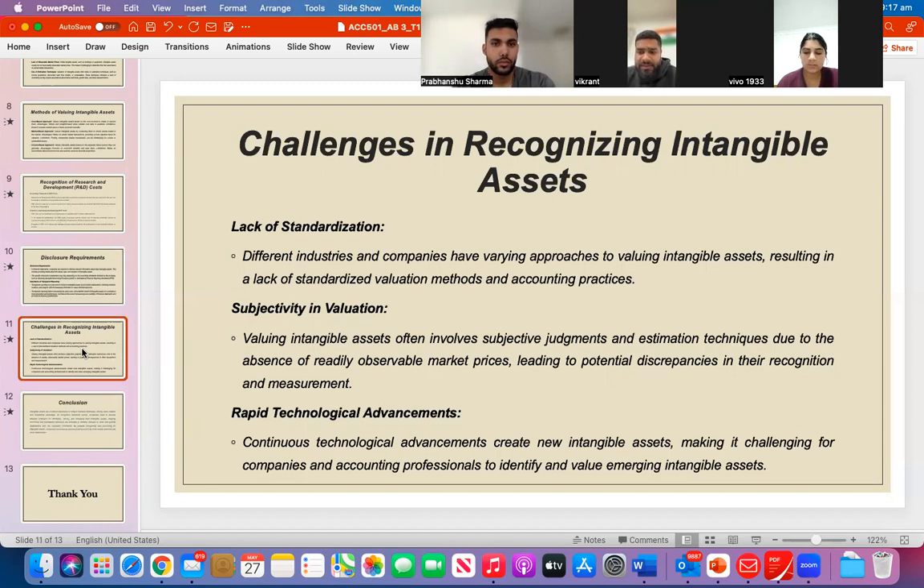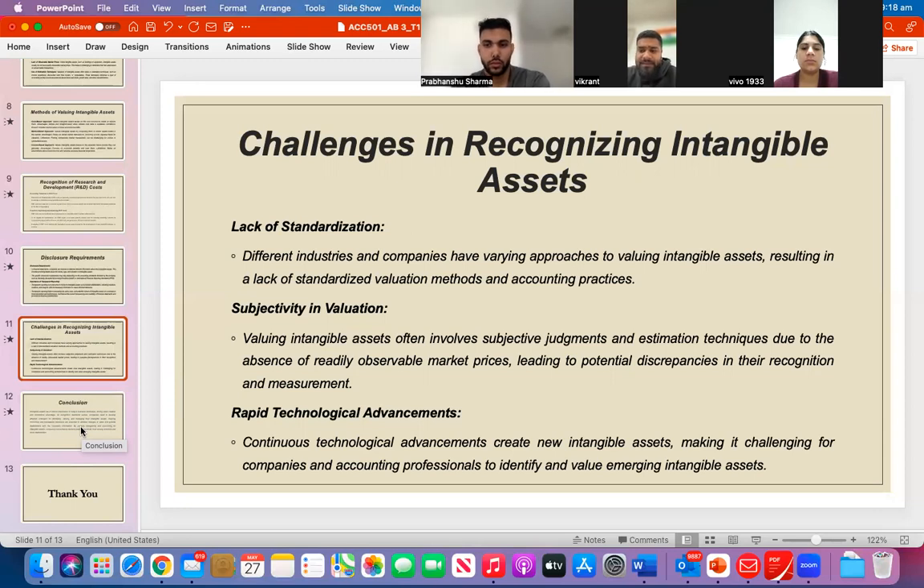Subjectivity in valuation. Valuing intangible assets often involves subjective judgments and estimation techniques due to absence of readily observable market prices, leading to potential discrepancies in the recognition and measurement. Rapid technological advancement. Continuous technological advancements create new intangible assets, making it challenging for companies and accounting professionals to identify and value emerging intangible assets.